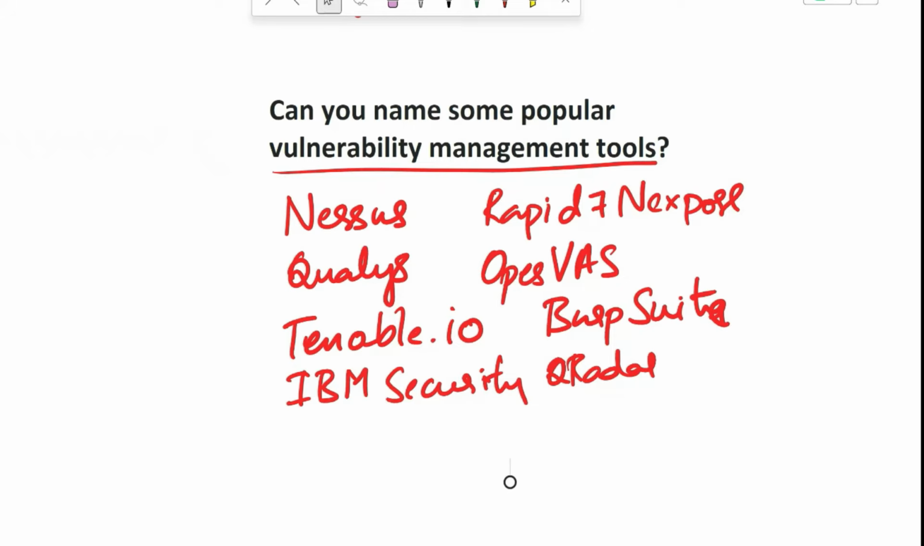Then SolarWinds Security Event Manager, QualysGuard WAS, that is web app scanning. This is for web applications. Nexpose Community Edition, InsightVM. So it is good to know all these tools, even though you have not worked on them. Let's move on to the next question now.